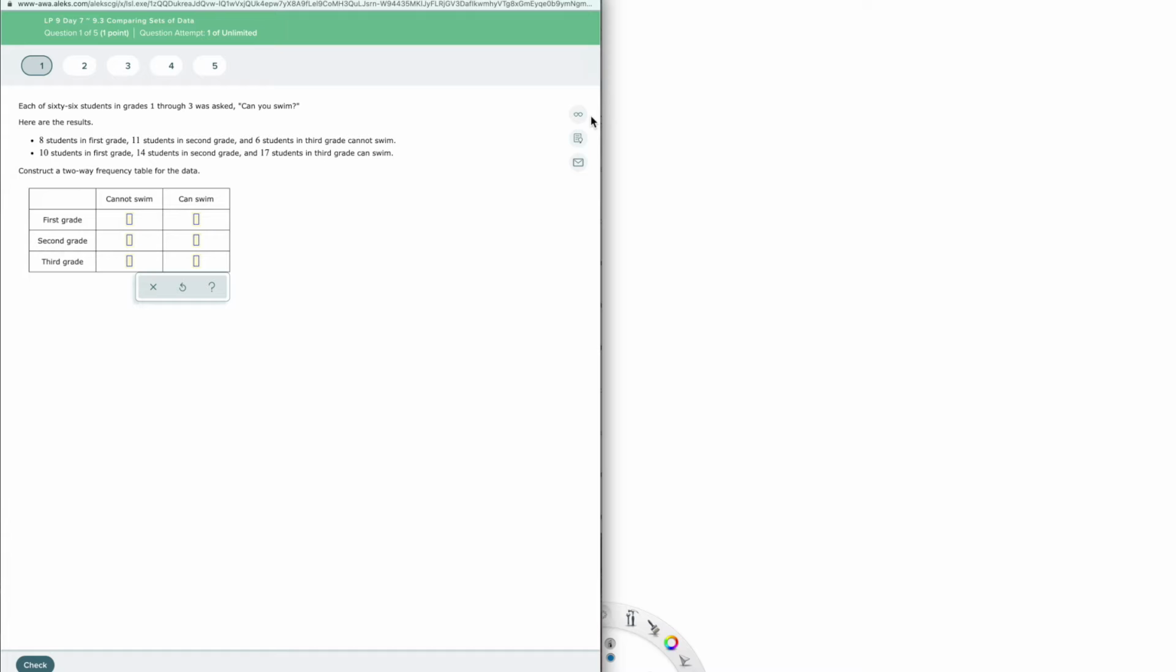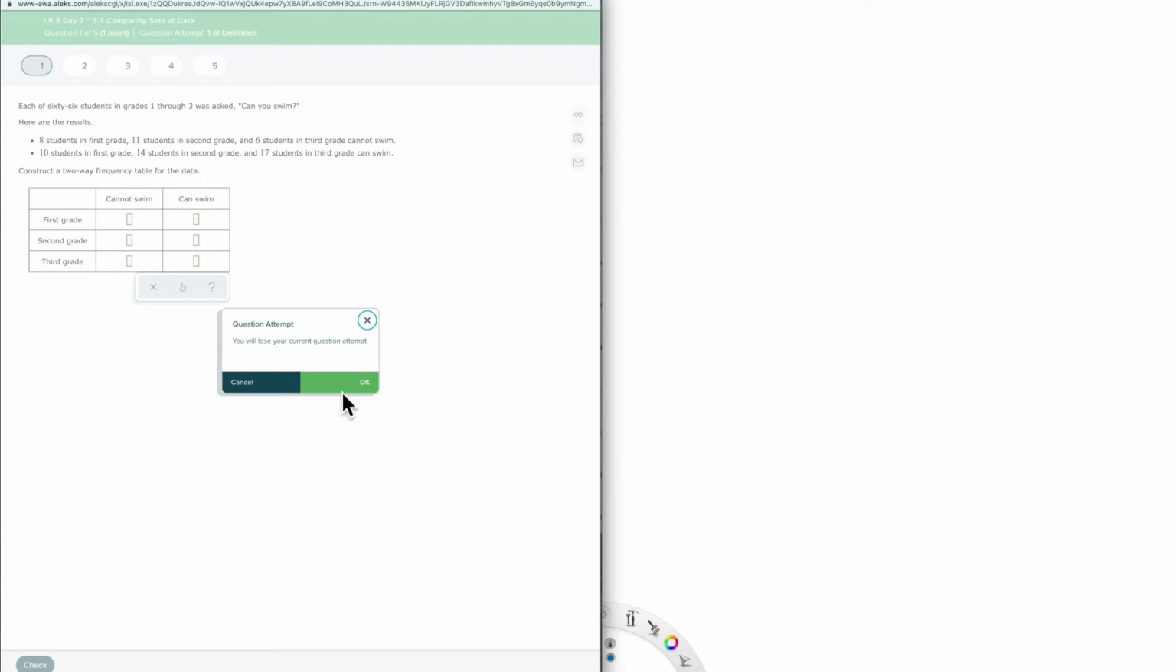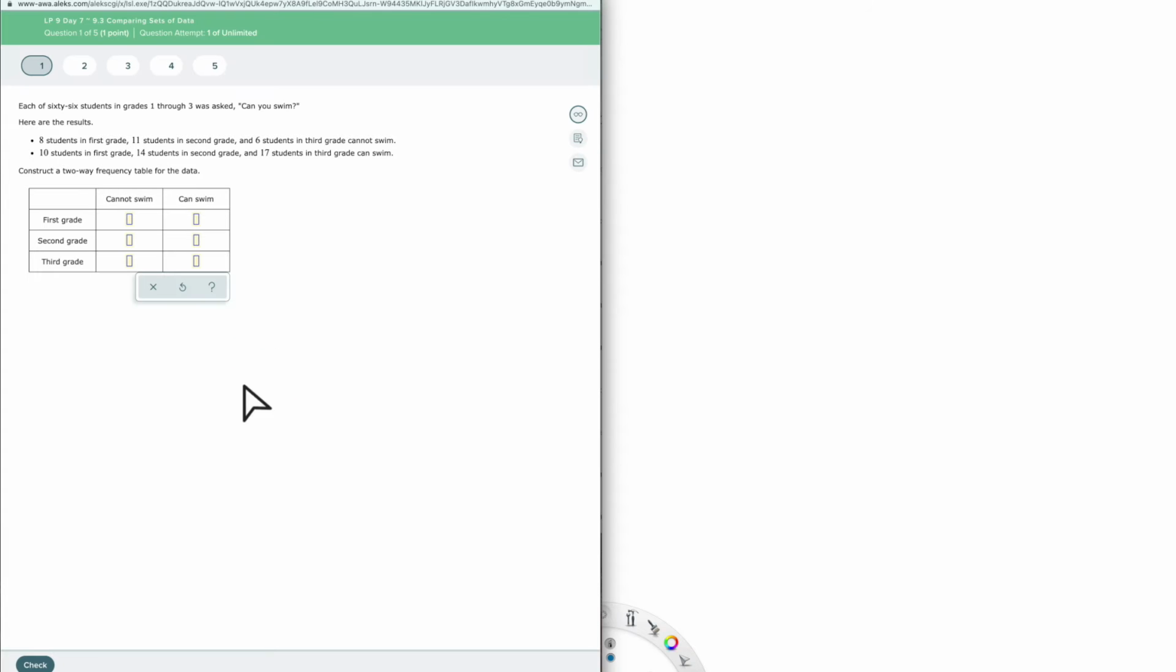On the side here, we have Explanation, Example, and Message Center. Explanation tells you you're going to lose your current question attempt because it's going to give you the answer to this question. It's not going to give you the answers and let you come type them in. Sorry, not how this works.